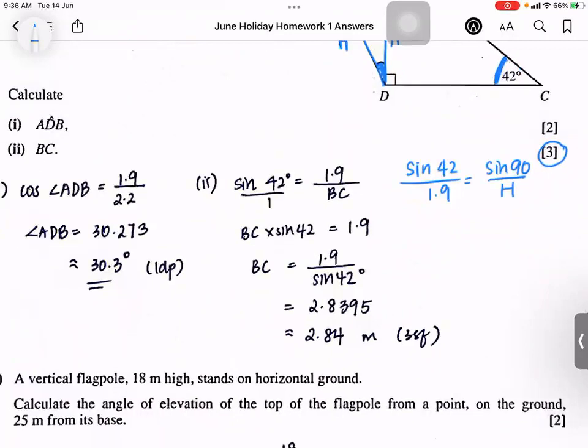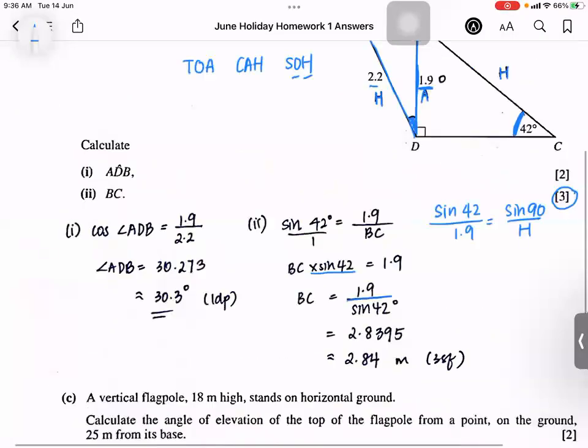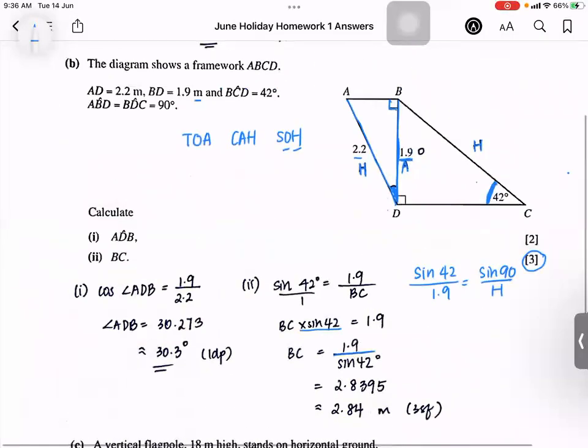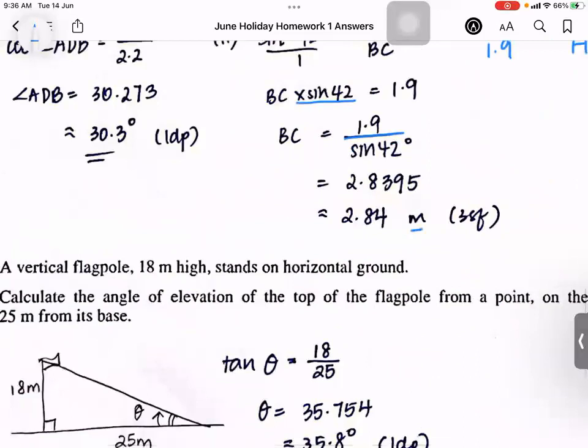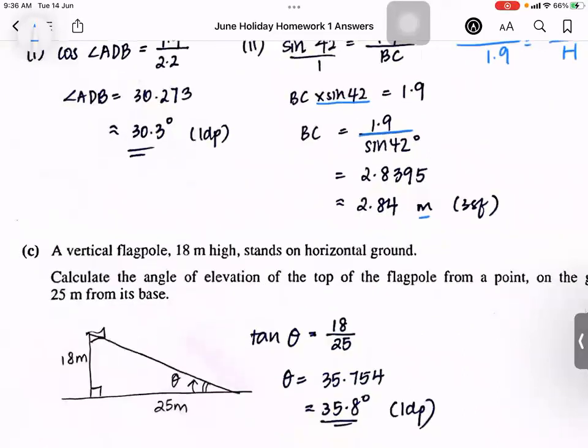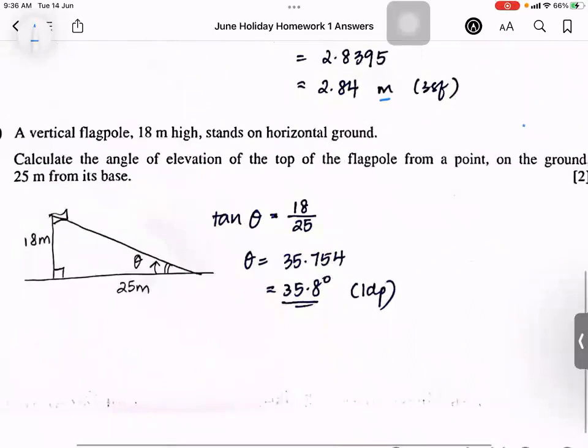Okay, so do cross multiply. This one is divide. It's not multiply by sine 42, it's divide. Then it's in length and units. So the units here is meters. So 3 sig fig for length, meters. Okay. Next question, part C.